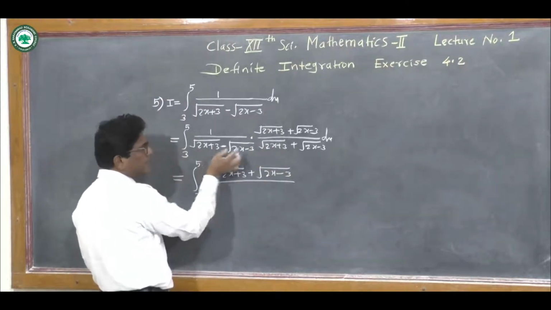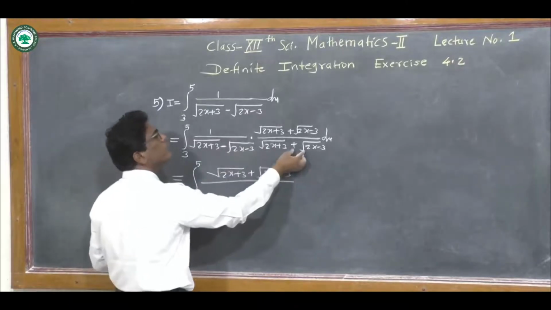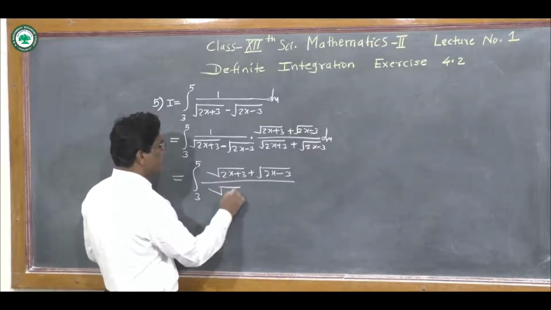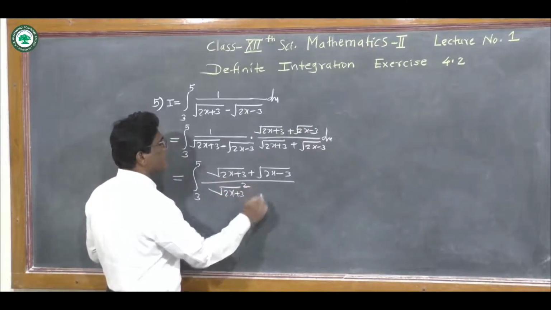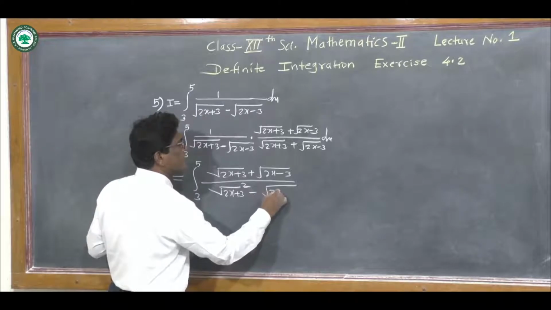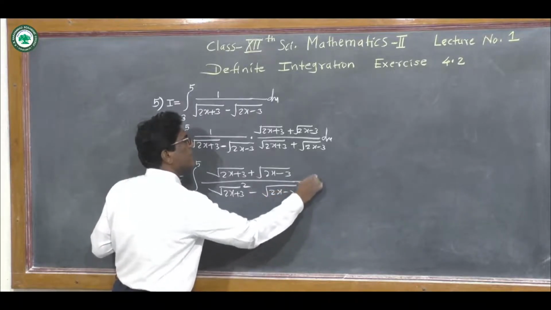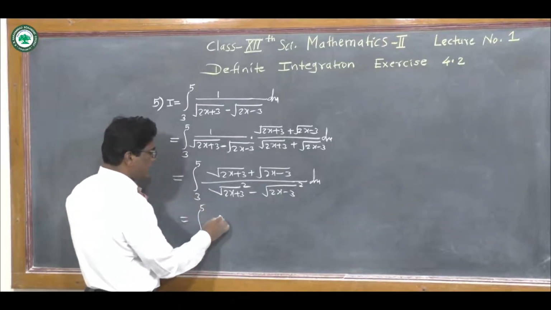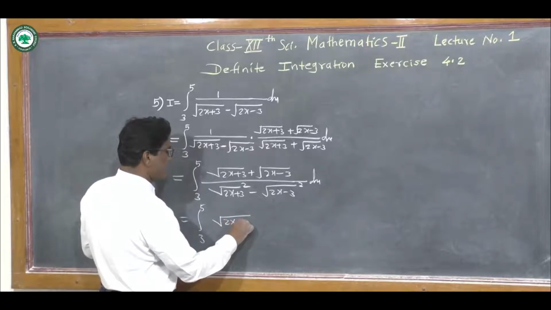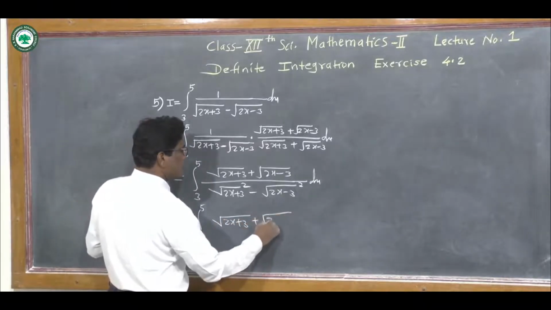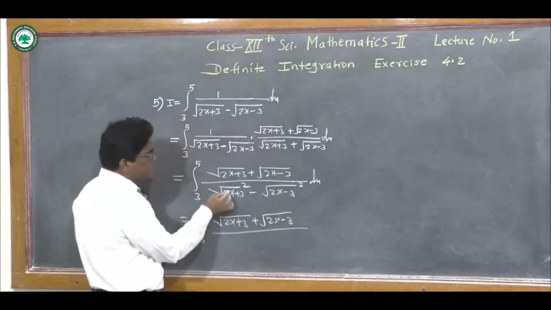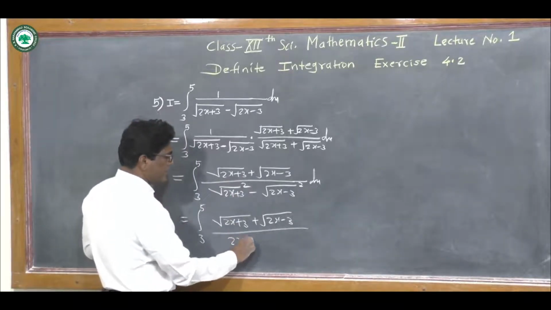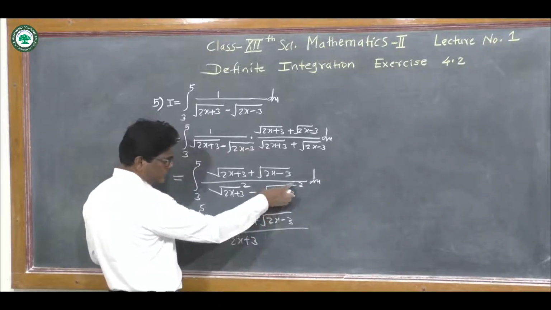So we call this as a and this as b. So (a minus b) into (a plus b) is equal to a square minus b square. So root of 2x plus 3 square minus root of 2x minus 3 square dx. So this is equal to integration from 3 to 5 of root of 2x plus 3 plus root of 2x minus 3, divided by, this root sign and square get cancelled to each other. So here 2x plus 3.